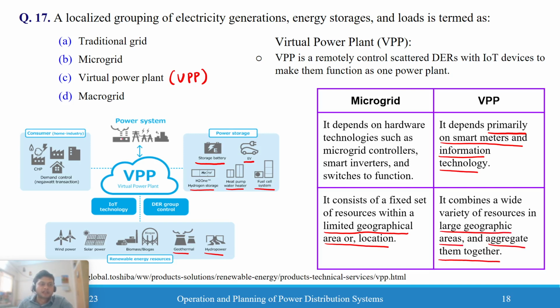And the last option is microgrid. So, this one, you can say, is the traditional centralized power grid. So the correct option for this problem 7 is microgrid. B option is correct.